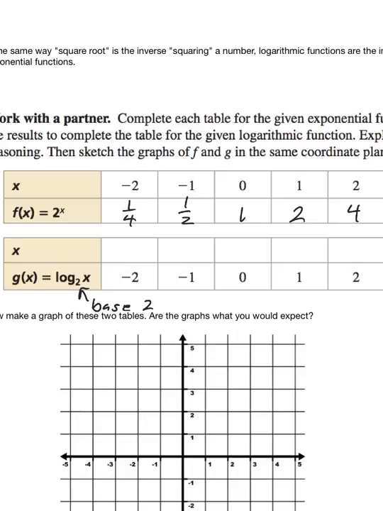Now, if you look at the inverse function, how is this function related to this function? What do I do with the x and y values? That's correct. So what should I put up for x on the top? Negative 1/4, 1/2, 1. Again, 1, 2, 4.